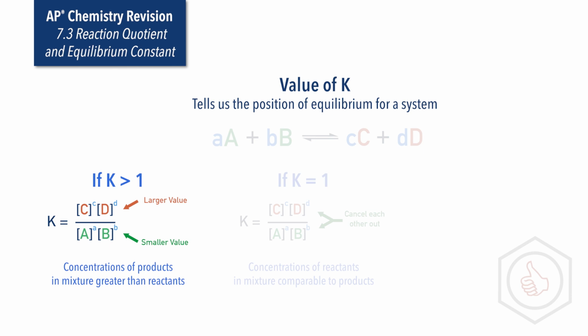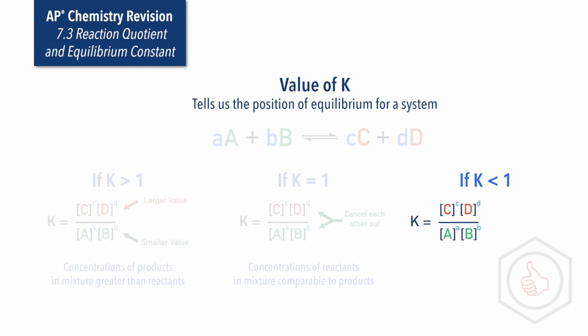Equally, if the value of K is smaller than 1, this tells us the bottom of the fraction or expression is bigger than the top, so there is a greater proportion of reactants than products in the equilibrium mixture. We say the equilibrium favours the reactants, the reverse reaction is favoured.